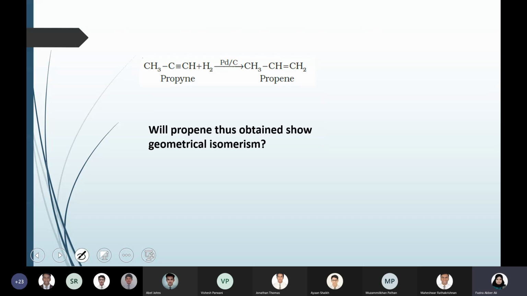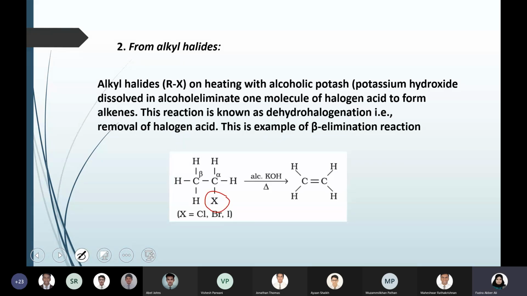The second method was from alkyl halide. You are removing hydrogen halide, that is dehydrohalogenation. That is one halogen and one hydrogen will be removed from the compound. It undergoes beta elimination, because elimination is with respect to the beta position. That is why we call it beta elimination. And the condition is alcoholic potash, that is potassium hydroxide in alcohol.